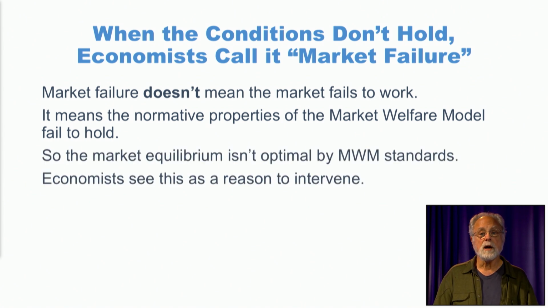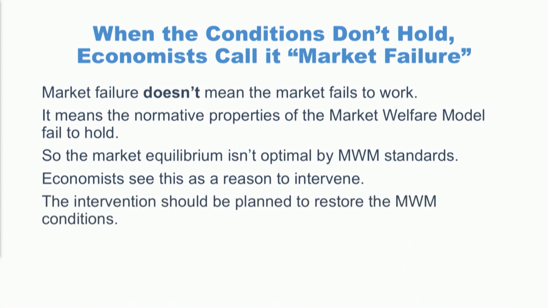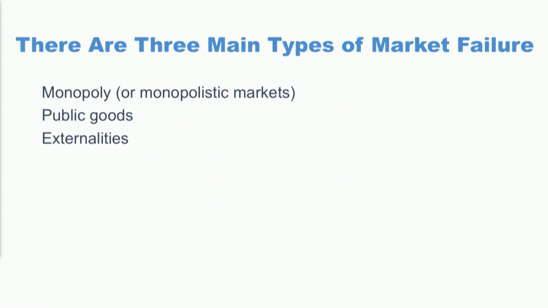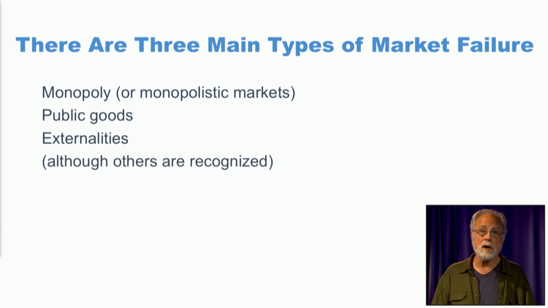From the standpoint of mainstream economics, this is a disaster. This means the markets are not doing the job that we want them to do, and therefore there's a need for some type of intervention, a policy of some sort to fix this problem. The purpose of the intervention should be to restore as much as possible the initial conditions of the market welfare model which had been violated. We'll see how this is done with three different types of market failures. The first, monopoly; the second, public goods; and finally, externalities. It should be mentioned that there are other types of market failure as well. We're not going to cover them here.